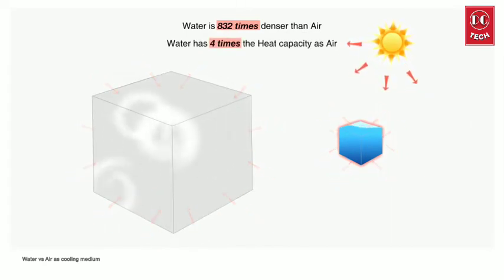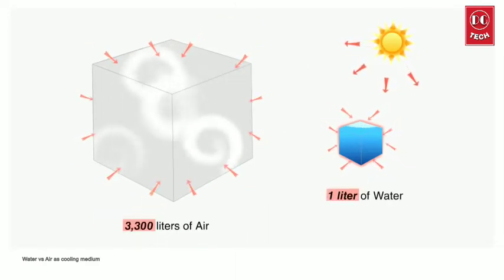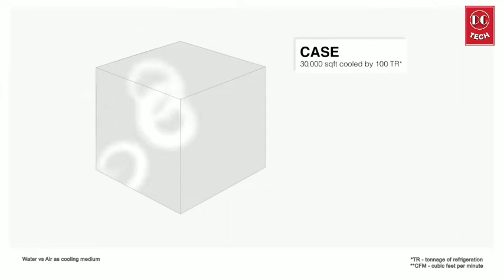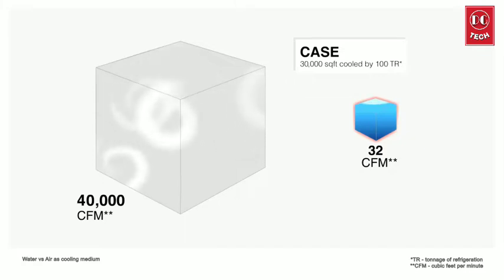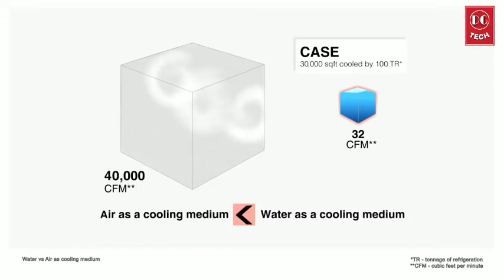Effectively, one must circulate 3,300 liters of air as opposed to 1 liter of water to absorb the same amount of heat. Sample this. To provide 100 TR, or tons of refrigeration, worth of cooling, one would need 40,000 CFM of air compared to just 32 CFM of water. Moreover, the air-cooled system would need 6 times more power than the water-cooled system for just pumping. Clearly, water is a much more potent cooling medium, and cooling by water is more efficient than cooling by air.